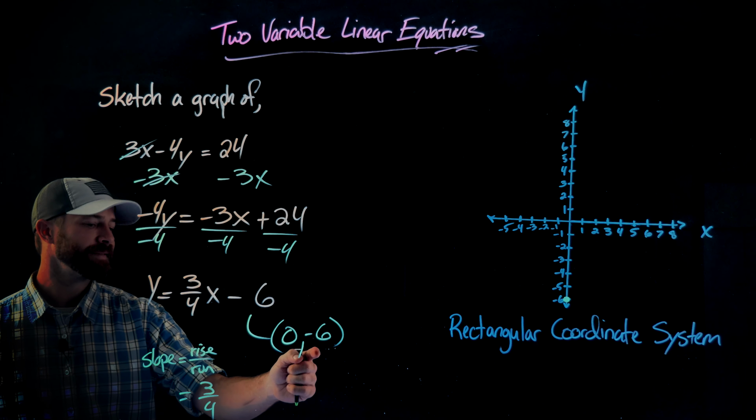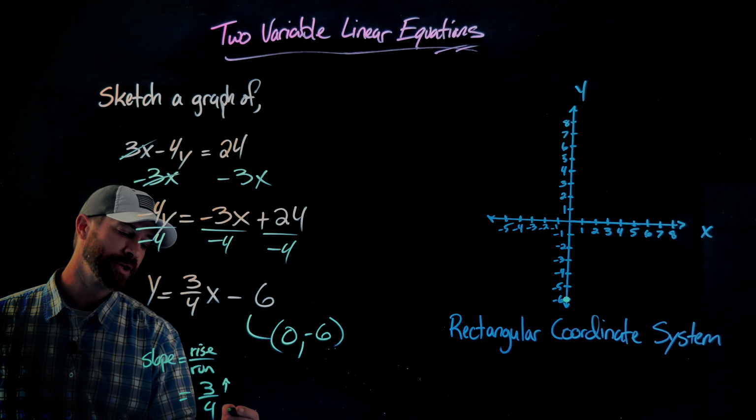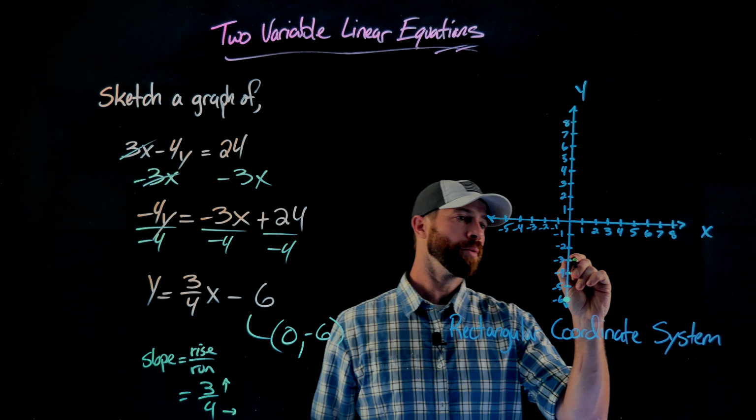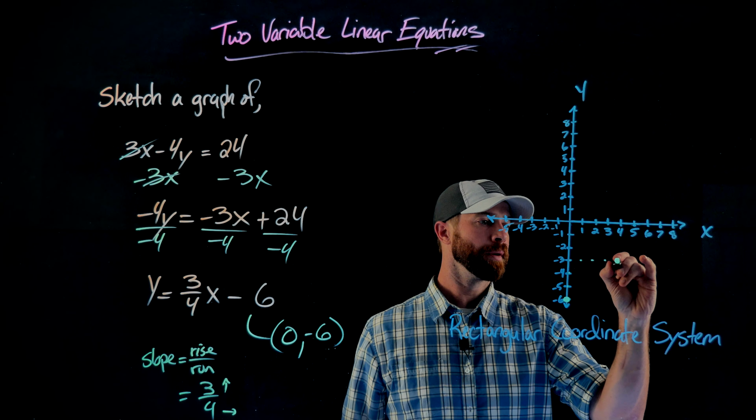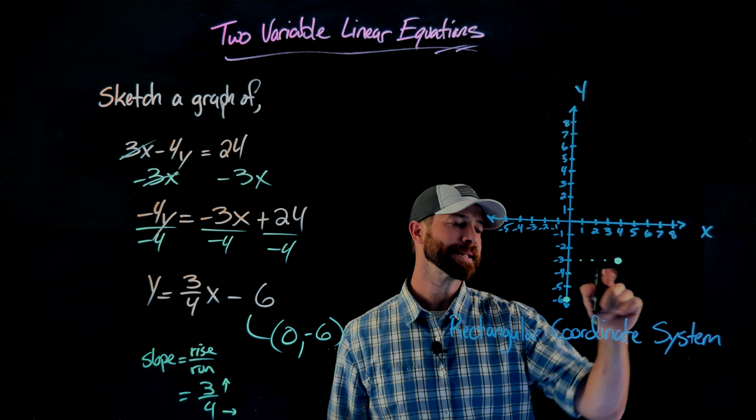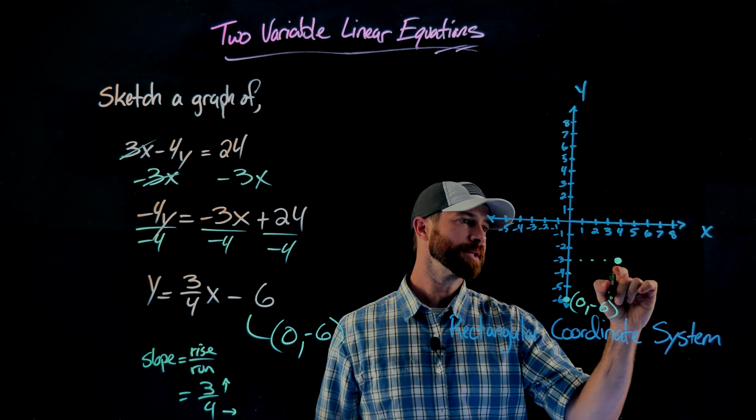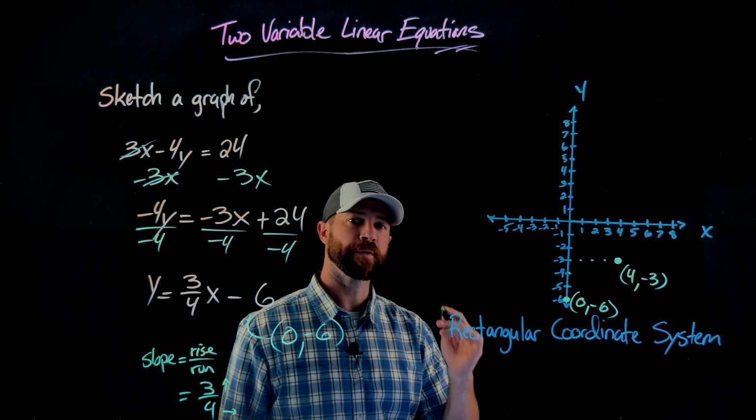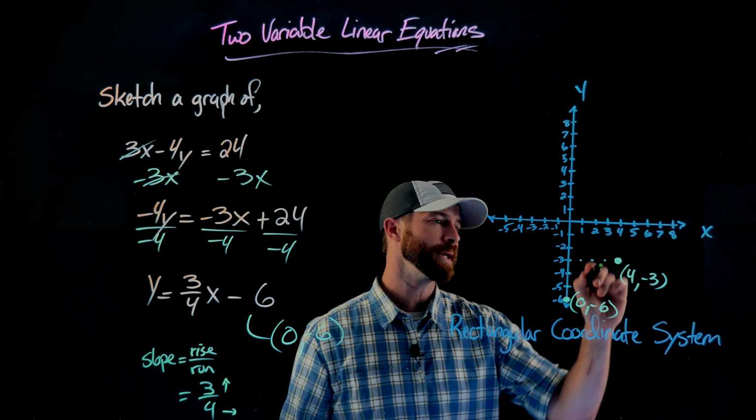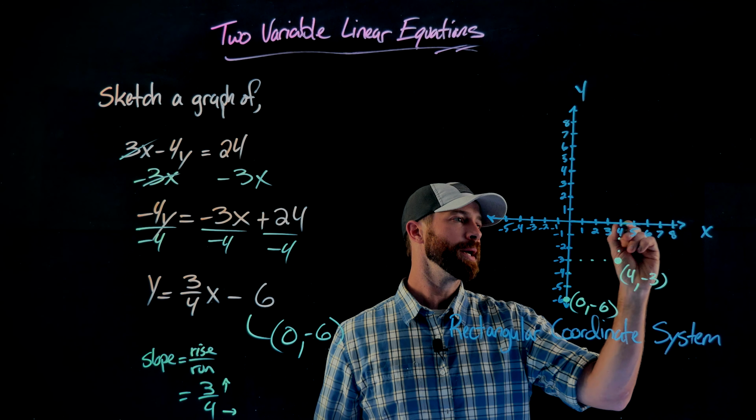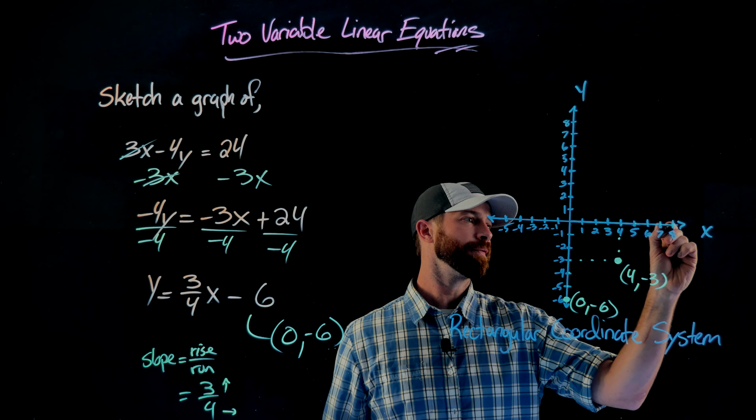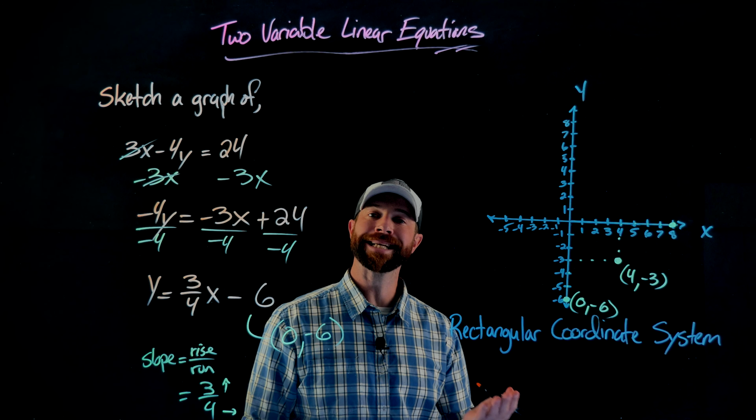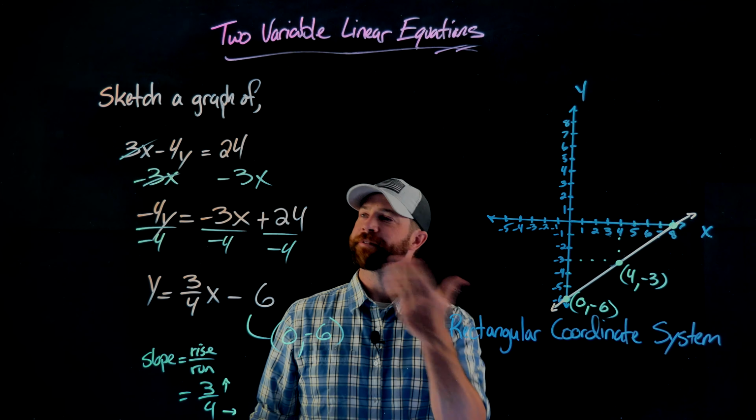So I start at 0, -6. I'm going to go up 3 units and to the right 4 units to find my next point: 1, 2, 3, and 1, 2, 3, 4. This is my next point right here. This, again, was 0, -6. This point is 4, -3. Finally, just to show one more solution to this equation, I can go up 1, 2, 3, and then over 1, 2, 3, 4 to find my third point. If I then draw the line connecting these points, I have a graph of this linear equation.